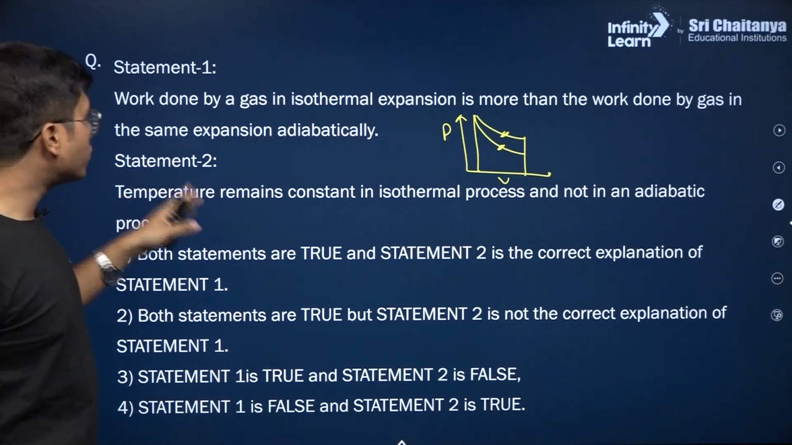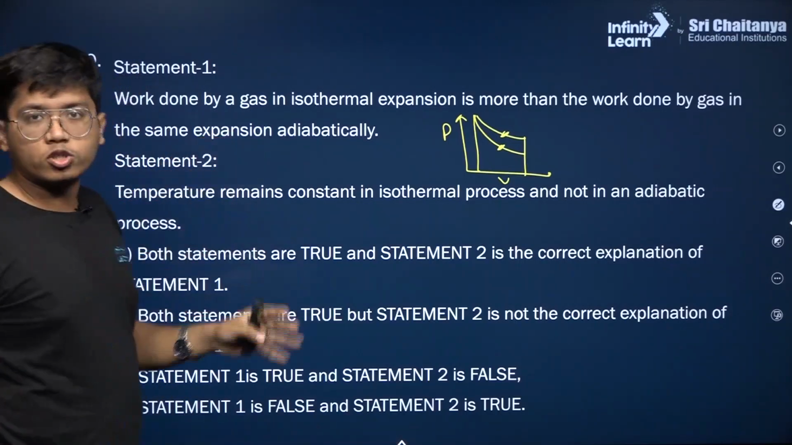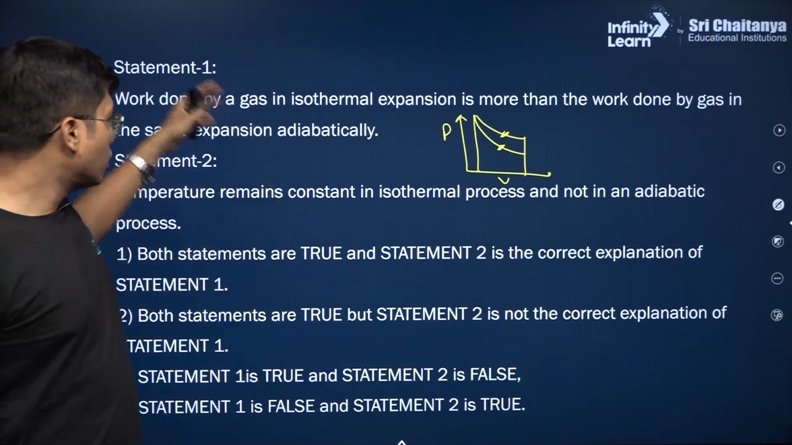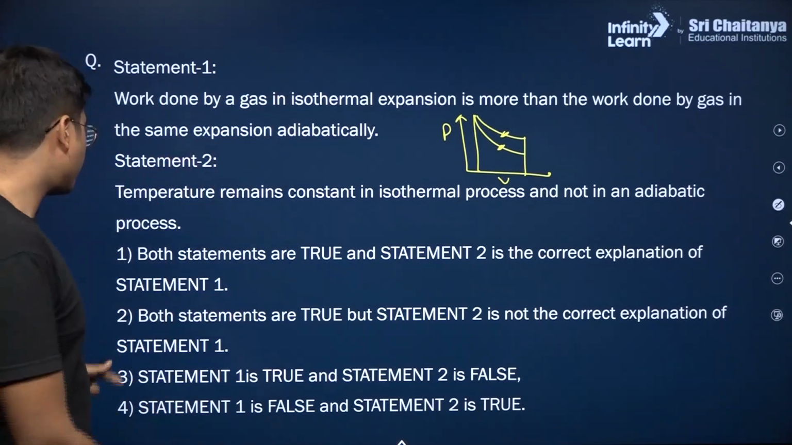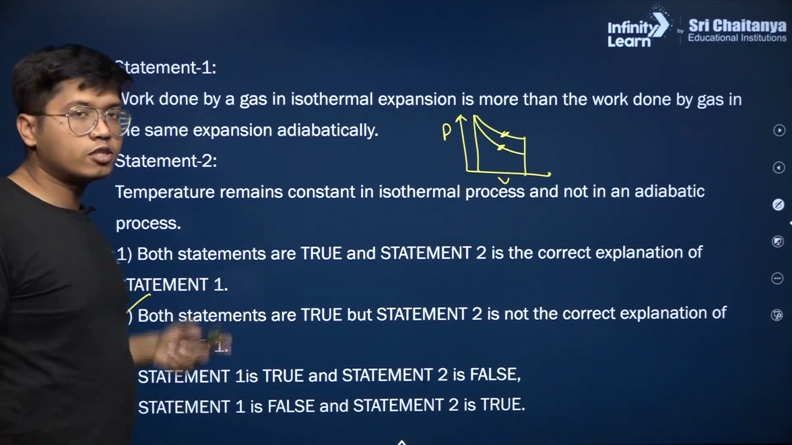The second one says temperature remains constant in isothermal process, not in adiabatic process. Again, this is also true. Isothermal means temperature constant. In adiabatic, it does not remain constant. So both are true, but this does not explain the first one. So the correct option is this: both statements are true. Statement 2 is not the correct explanation of statement 1.